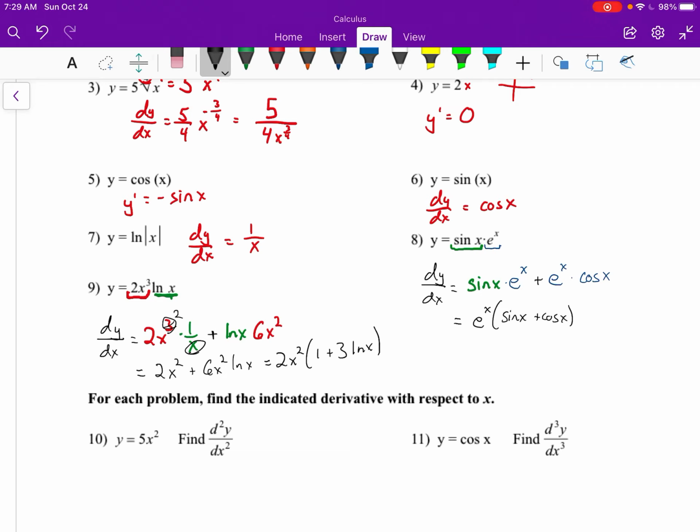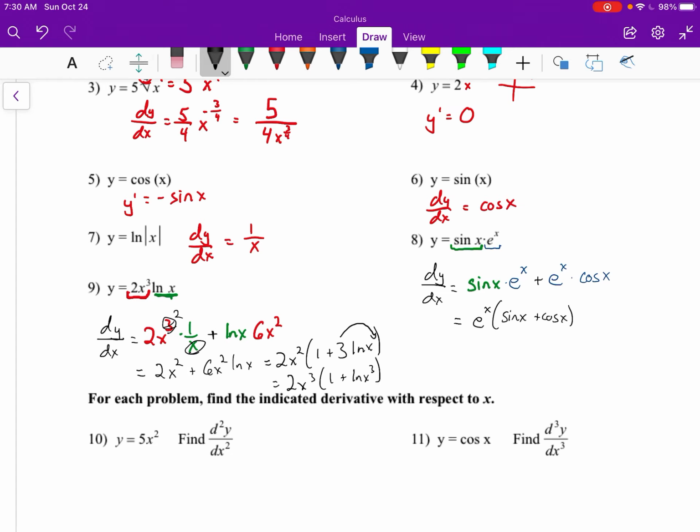In fact, this could go one more simplification using the power rule for logarithms. So we could say natural log of x cubed.